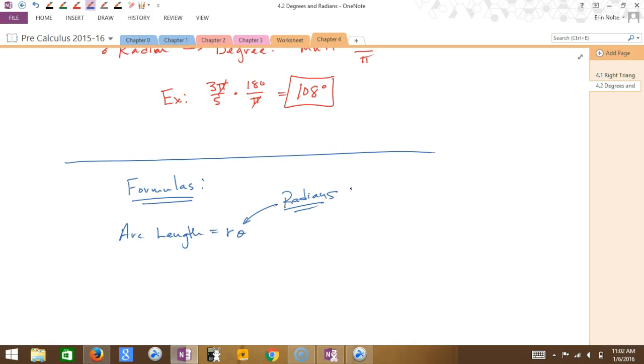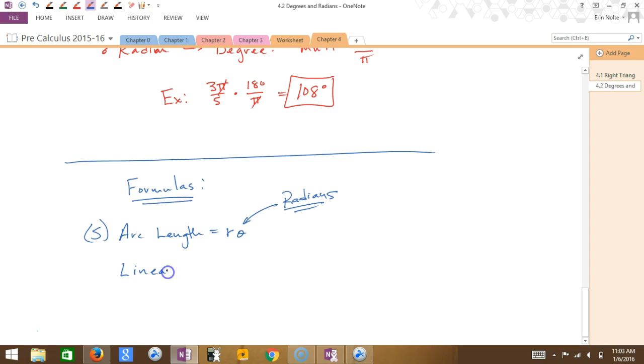Arc length is equal to the radius times the angle. And just so you guys know, arc length they'll refer to with an S. I don't know why they use an S. Radius times the angle, but the angle has to be in radians. Alright, that's beautiful.